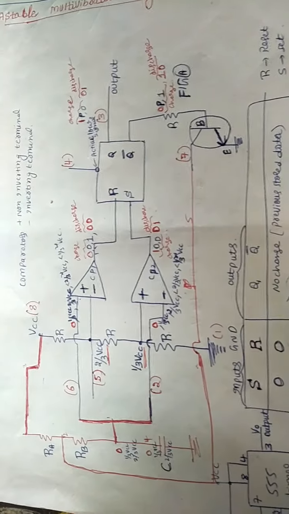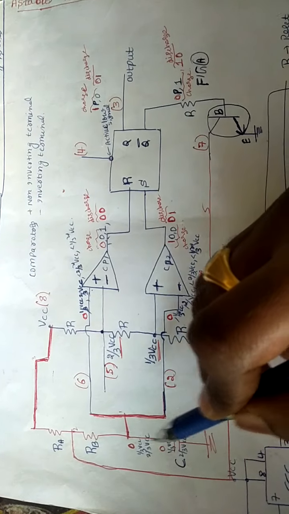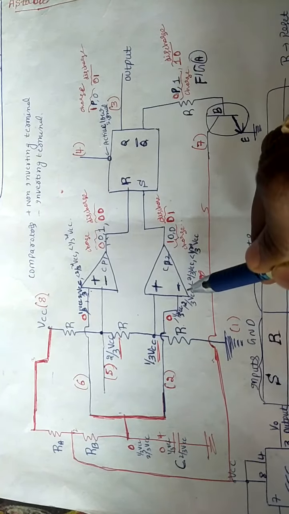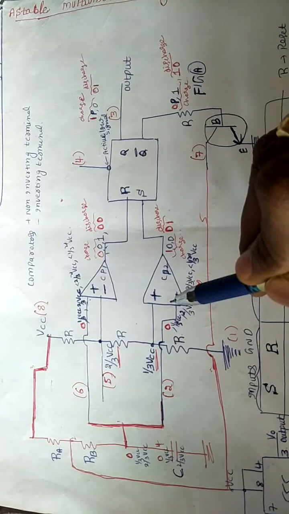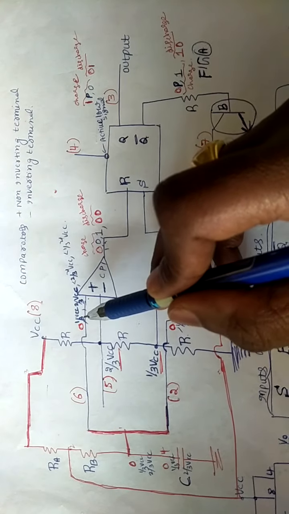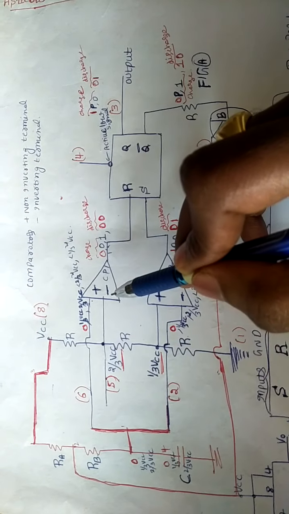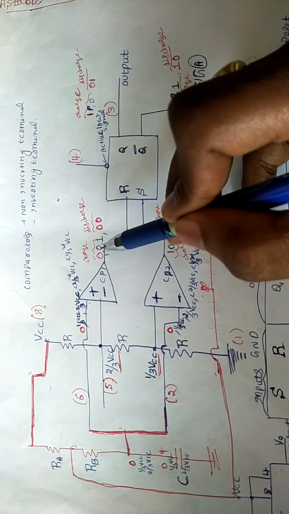Okay, when the capacitor charges to 1/3 VCC, that 1/3 VCC will appear at this point. That is case 2. Now you check it. Here you have the second case, 1/3 VCC, and here you have 2/3 VCC. So inverting is greater than non-inverting. Again the output will be 0.